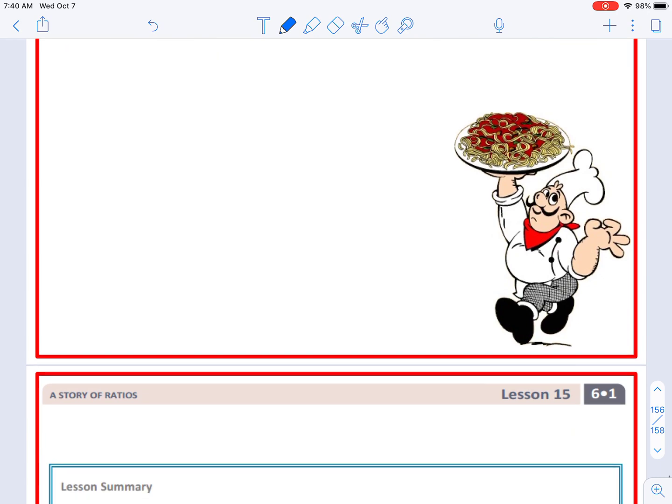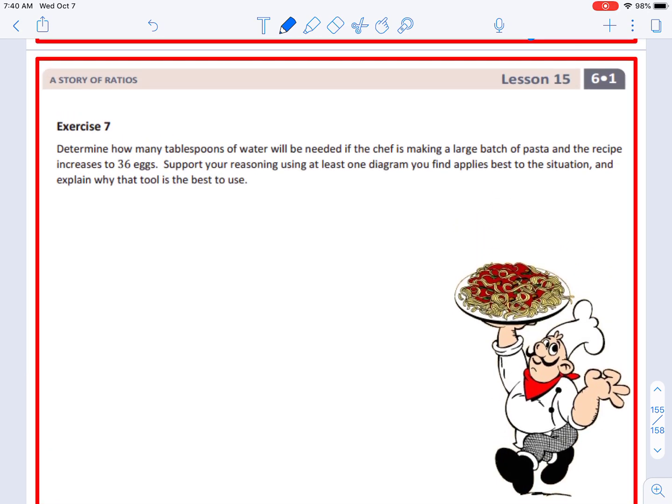All right, guys. Exercise 7 says, determine how many tablespoons of water would be needed if the chef is making a large batch of pasta and the recipe increases to 36 eggs. So he needs a recipe with 36 eggs. So I need to figure out how many tablespoons of water we're going to need. Support your reasoning using at least one diagram you find applies best to the situation.